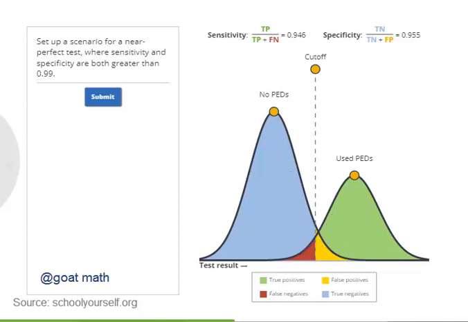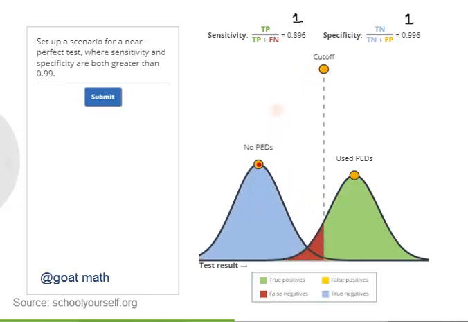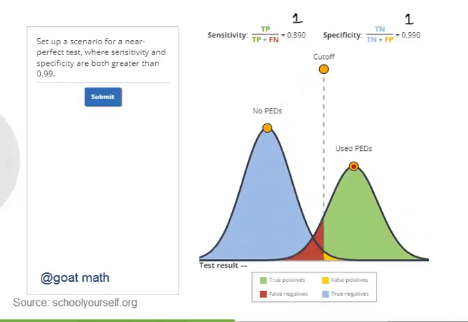So for most tests, you'll choose a cutoff that gives you a pretty high sensitivity and specificity, like this cutoff here. So how can you have a perfect test where the sensitivity and specificity both equal 1? Try moving the cutoff line as well as the distributions for the two populations and see if you can create a near-perfect test where the sensitivity and specificity both exceed 0.99.